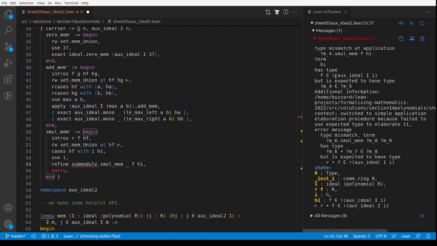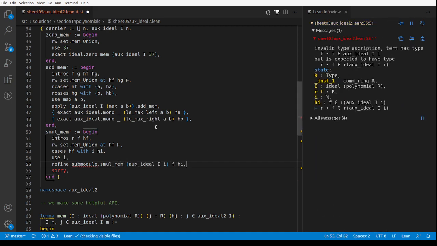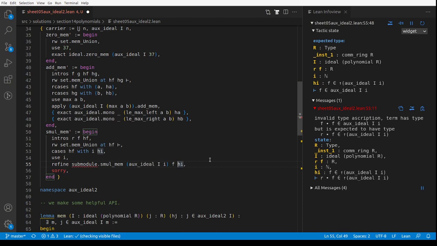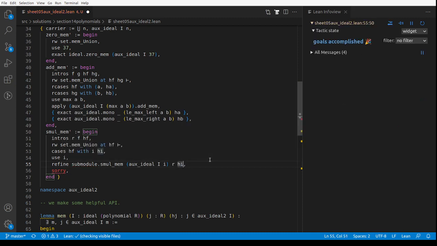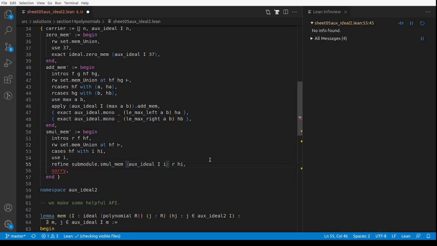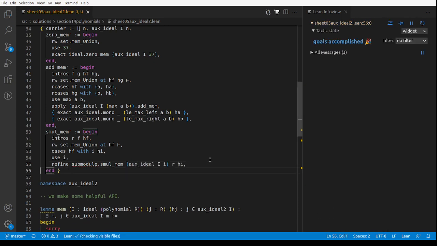So it still wants this. Oh, it still doesn't work. Oh, it's because I put F there, and it should be R. There you go. I wonder if it would have worked. So that was an error on my part. No, it still didn't work. So there's the proof of that.